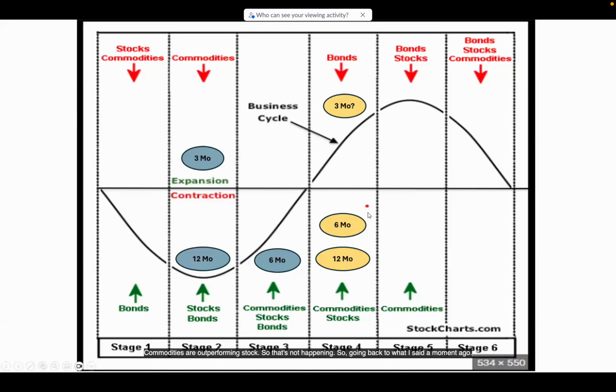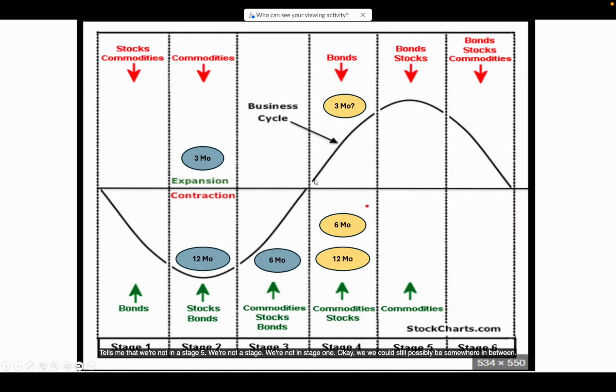So going back to what I said a moment ago, it's not just about understanding where you are, but if you get a mixed signal, you've got to figure out where you're not. So in using some of these other tools, not seeing the outperformance of bonds versus stocks, not seeing the outperformance of commodities versus stocks tells me that we're not in a stage 5, we're not in a stage 6, we're not in a stage 1.